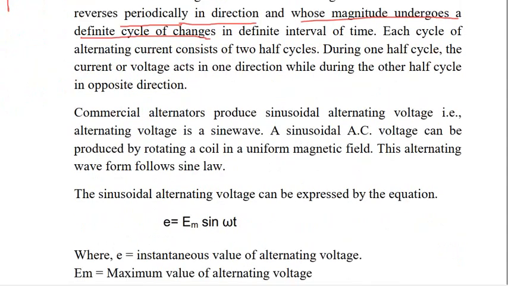And how is the AC voltage produced? You know the function of a generator. There is a DC generator as well as an AC generator. You know the generator's function: by rotating it we can produce the EMF. This alternating current can also be produced using generators.